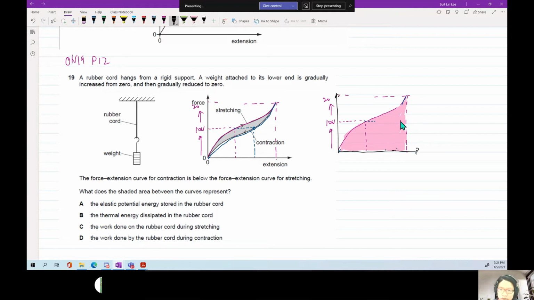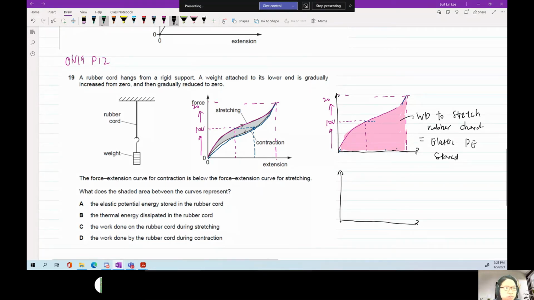So here it can be called work done to stretch the rubber cord, which is coincidentally also equal to elastic potential energy stored in the rubber cord, right? Then when you contract, or when there's contraction, now, again, I'm just going to draw the graph separately for the first time. And after that, I'm not going to draw separately already.